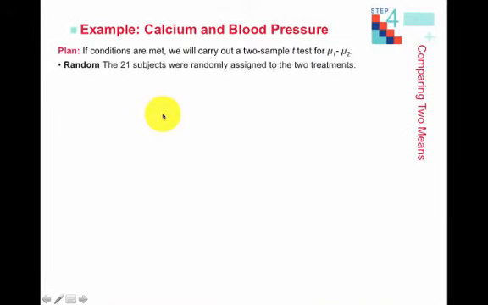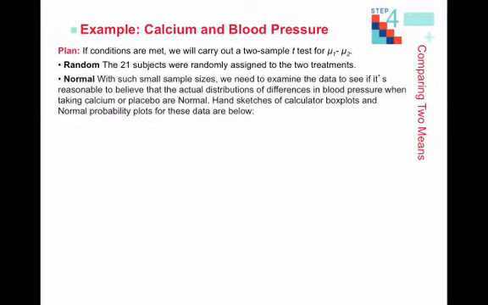Our conditions, random. 21 subjects were randomly assigned. Normal. With such small sample sizes, we need to examine the data to see if it's reasonable to believe that the actual distributions are normal.